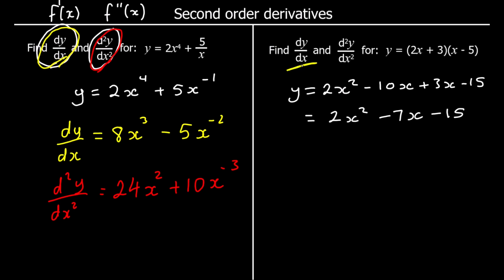Then we can find our first derivative, times by the power, take 1 off the power. And our second derivative, which in this case is just 4.